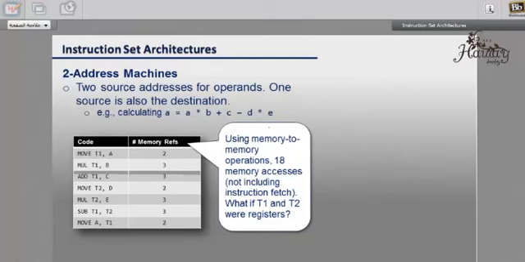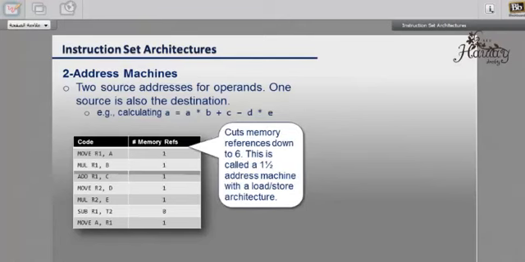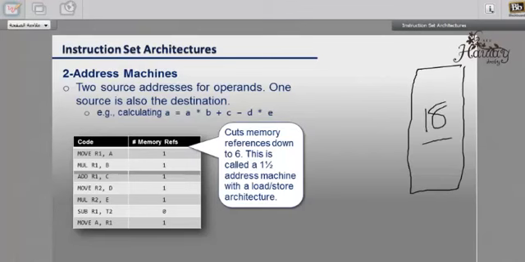What if we cut it down? We can cut it down by using registers. So in the previous method, 18 times we had to access the memory. But if we had the registers, the number will be reduced much. Why? Now instead of having T1 or T2, we have the values in the registers.